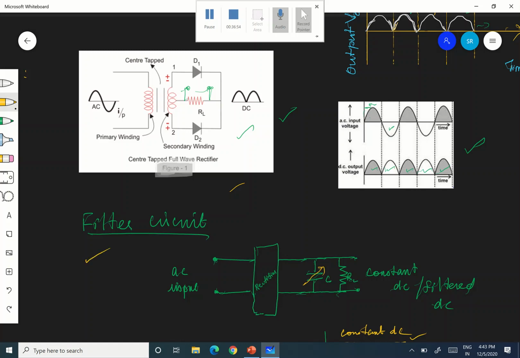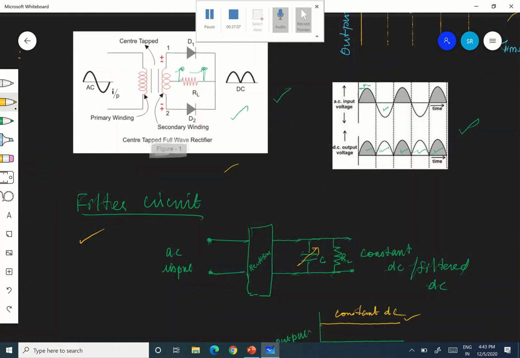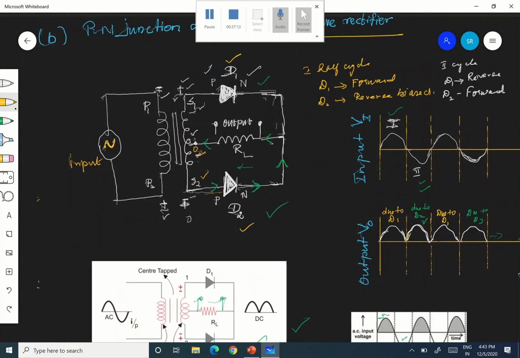For that, this filter circuit is very useful. Is it clear, children? This is used everywhere. The filter circuit is for converting AC to DC. Therefore, there will definitely be one transformer, a step down transformer. The transformer with a combination of diodes and a filter converts AC to DC. Is it clear? Very simple. That's all. This is what is called a full wave rectifier.